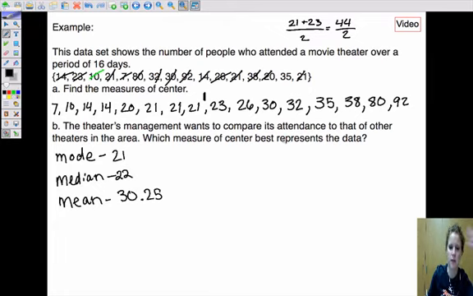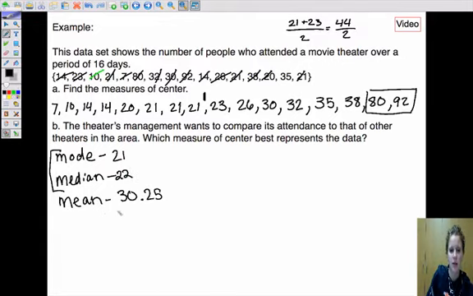So the theater manager wants to compare its attendance to that of other theaters in the area. Which measure of center is best to represent the data? Now, why should I use maybe my mode or my median instead of my mean here? Well, I'm thinking it's because of these two values. Maybe these were opening night kind of things, but they really skew our data. They really say that our data is higher than it really is. So if we look at this chunk, I'm sure if we found the mean of this chunk, it would be much closer to this 21, 22 area.